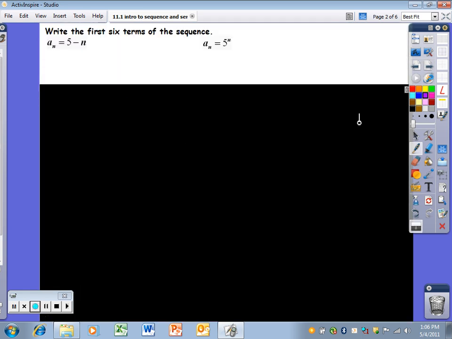Alright, let's just try to see if we can expand and list some sequences. First of all, the rule says 5 minus n, and I'm to find the first 6. So I'm a blank person. I need 1, 2, 3, 4, 5, 6 of them. And since it's a list, they'll all be separated by a comma. Now realize, what I put in the blanks is my sequence. I'm just doing this for myself to keep track of it. So I'm going to change colors because my actual sequence will be in red.